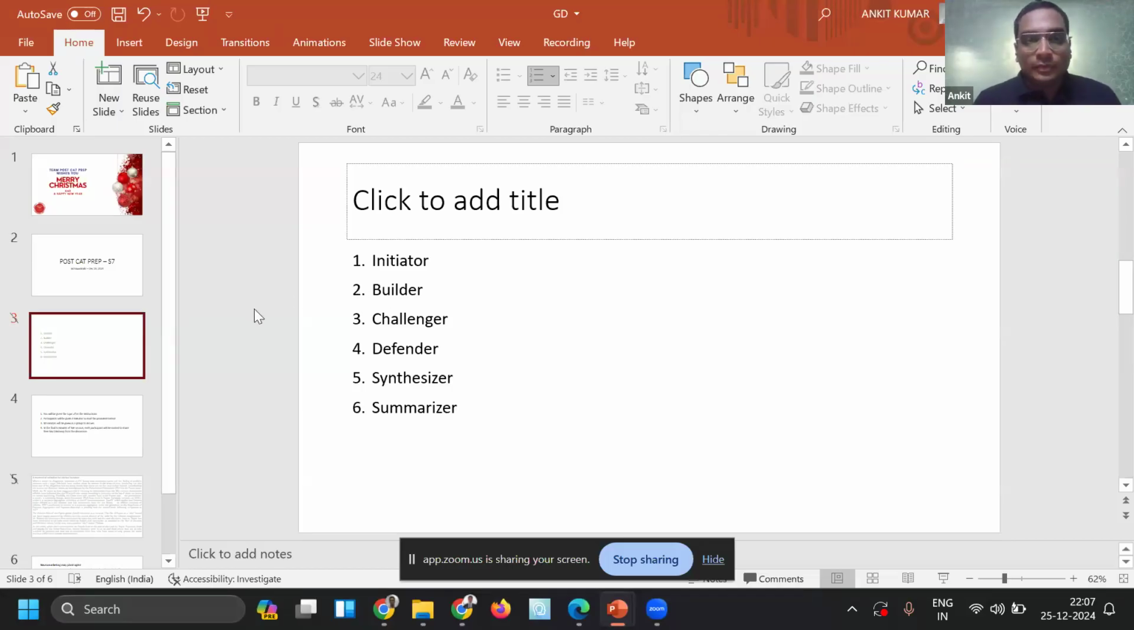If you can see in the slide, there are six major roles that a person can be in a GD. These roles are not restrictive: if someone is in role two, it's not that the person is restricted to role two only. A person can have multiple roles. However, a person has to understand that he or she cannot have so many roles that the person is overshadowing everyone. So the first is initiator.